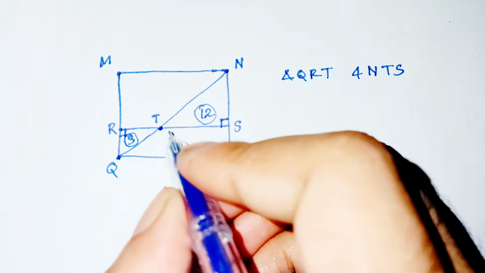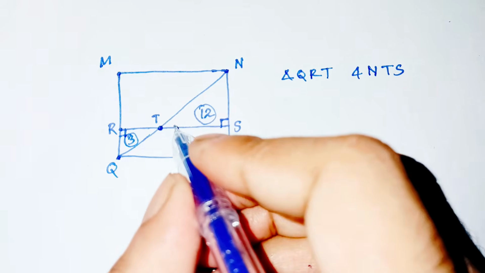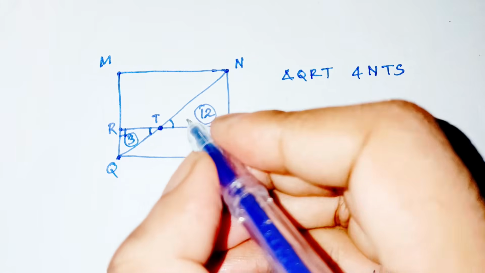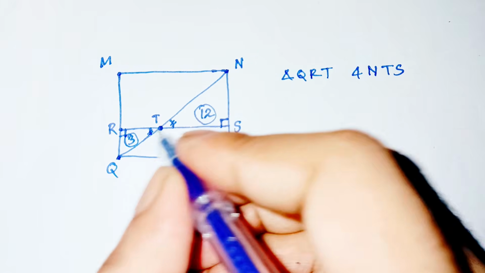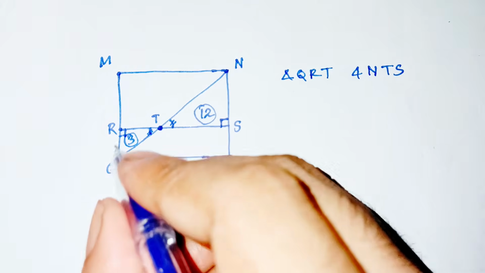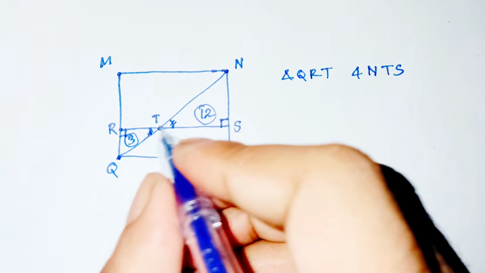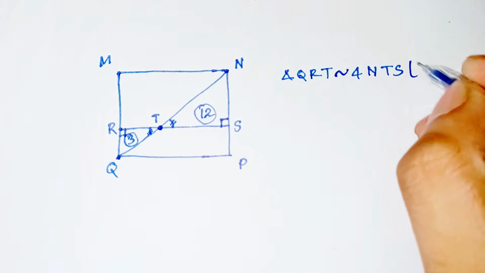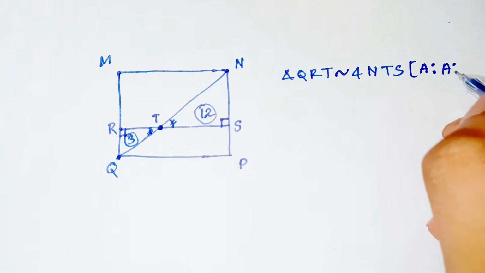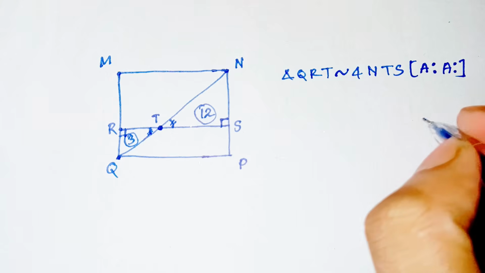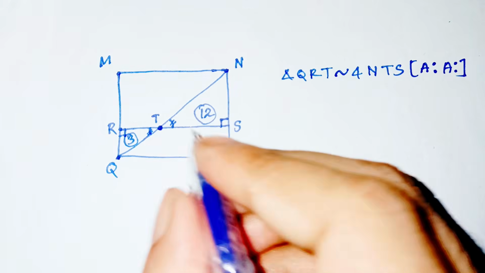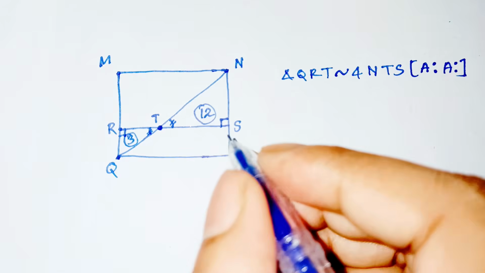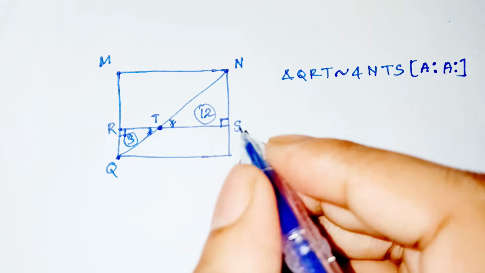The diagonal and the horizontal segment intersect there, creating a pair of vertically opposite angles, and vertically opposite angles are always equal. Since we have one pair of right angles and another pair of equal angles, the two triangles are similar by the angle-angle similarity theorem. This is the most important observation in the entire problem, so make sure you understand why these triangles are similar.